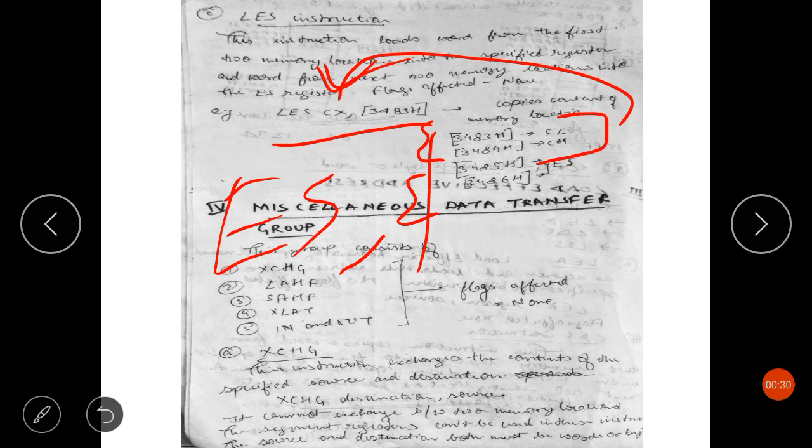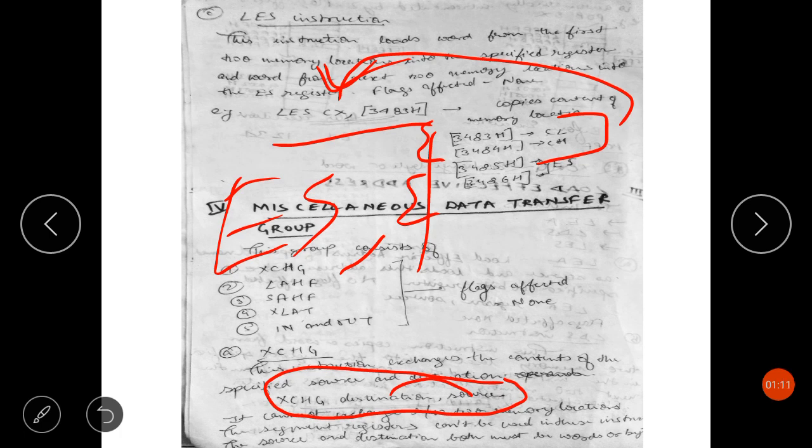The format for writing this instruction is XCHG destination, source. What it does is exchange the content between the destination and source. I'll give you an example. One more thing that I want to tell you here is that both the destination and source cannot be memory locations at the same time. If the destination mentioned in the instruction is a memory location, then the source has to be a register, it cannot be a memory location. Then the source and destination both must be words or bytes.